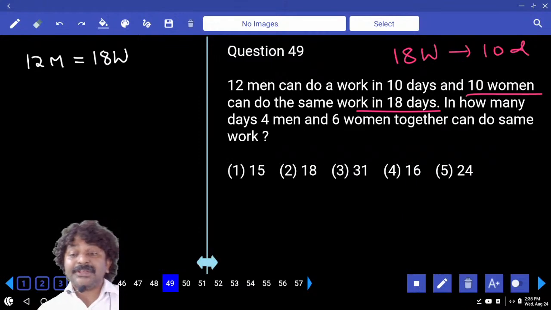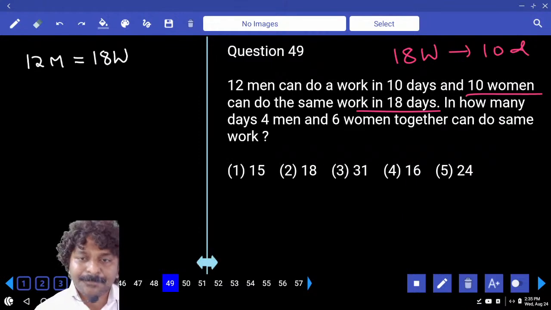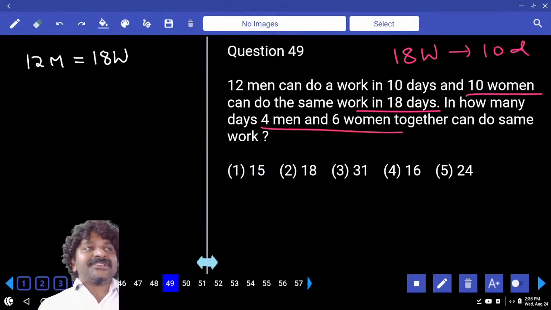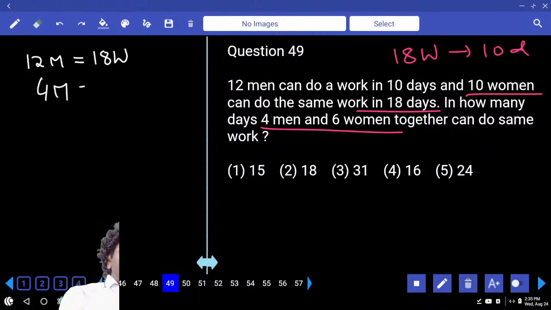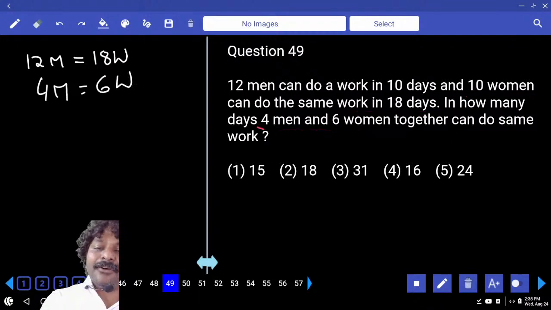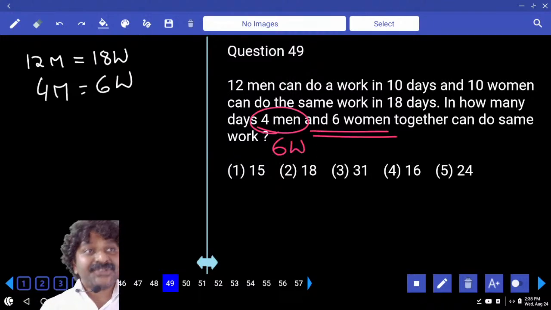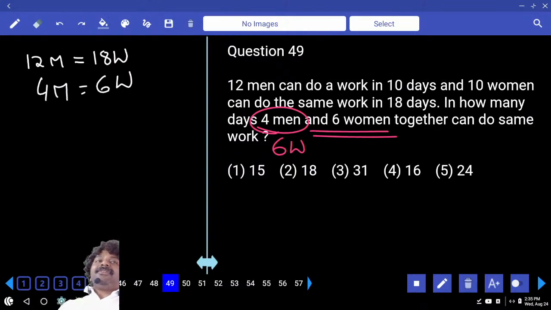Now you need to go for conversion. 4 men and 6 women conversion. If 12 men efficiency is equal to 18 women, to get 4 men it is divided by 3, and the right hand side is also divided by 3. 6 women. In place of 4 men, we can write 6 women, and also we have 6 women, then in total it is 12 women. So it is enough to identify the number of days taken by 12 women to complete the work.